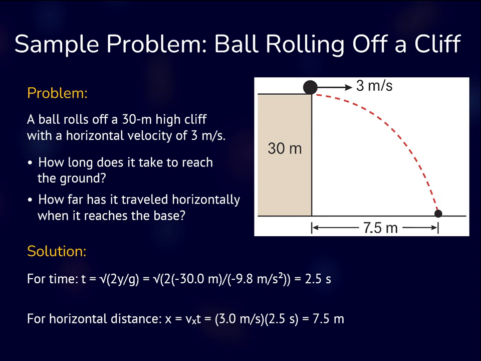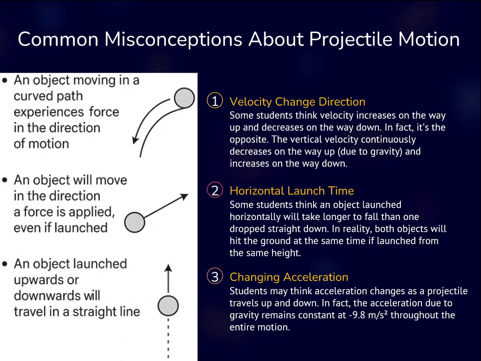So it hits the ground in 2.5 seconds and lands 7.5 meters away from the base, just like a parkour athlete timing their jump precisely. So here are some common misconceptions, some myths, if you will. Myth number 1, velocity increases on the way up and decreases on the way down. The truth is that vertical velocity decreases going up. It becomes 0 at the top and then increases going down.